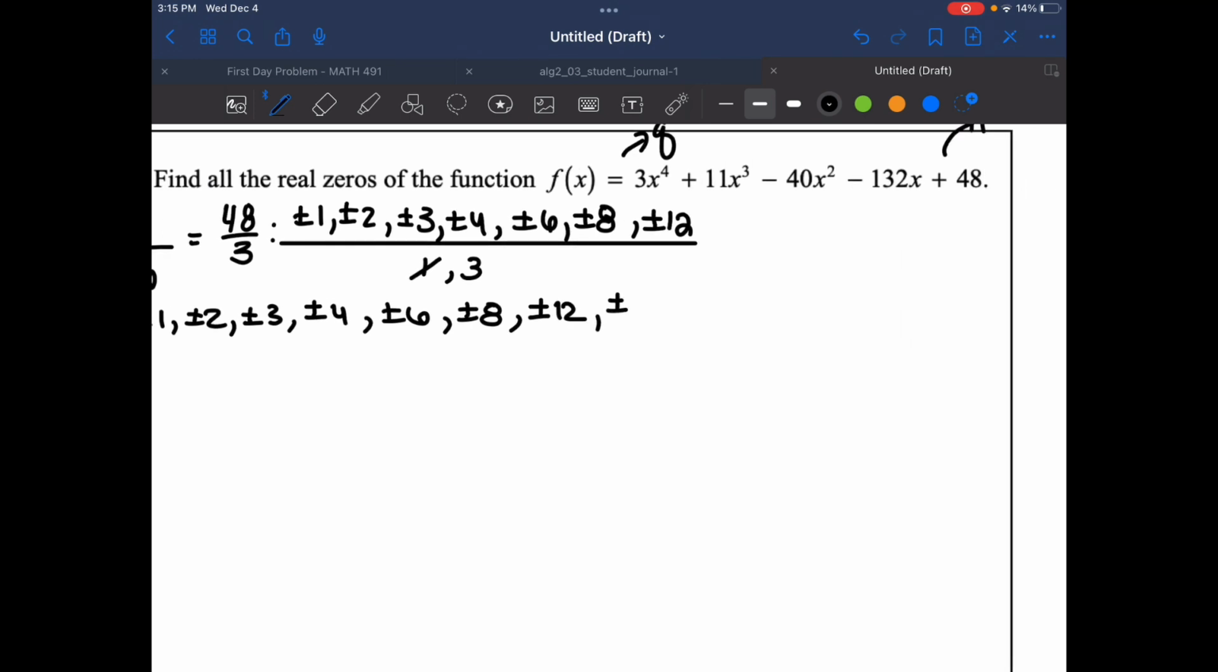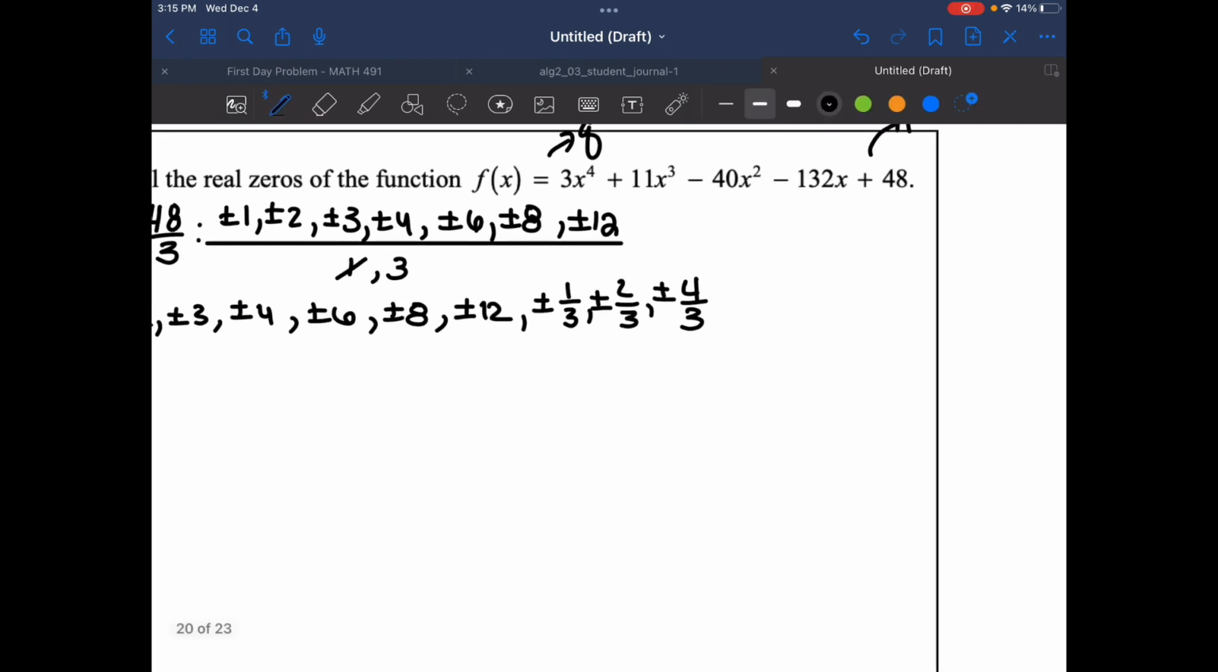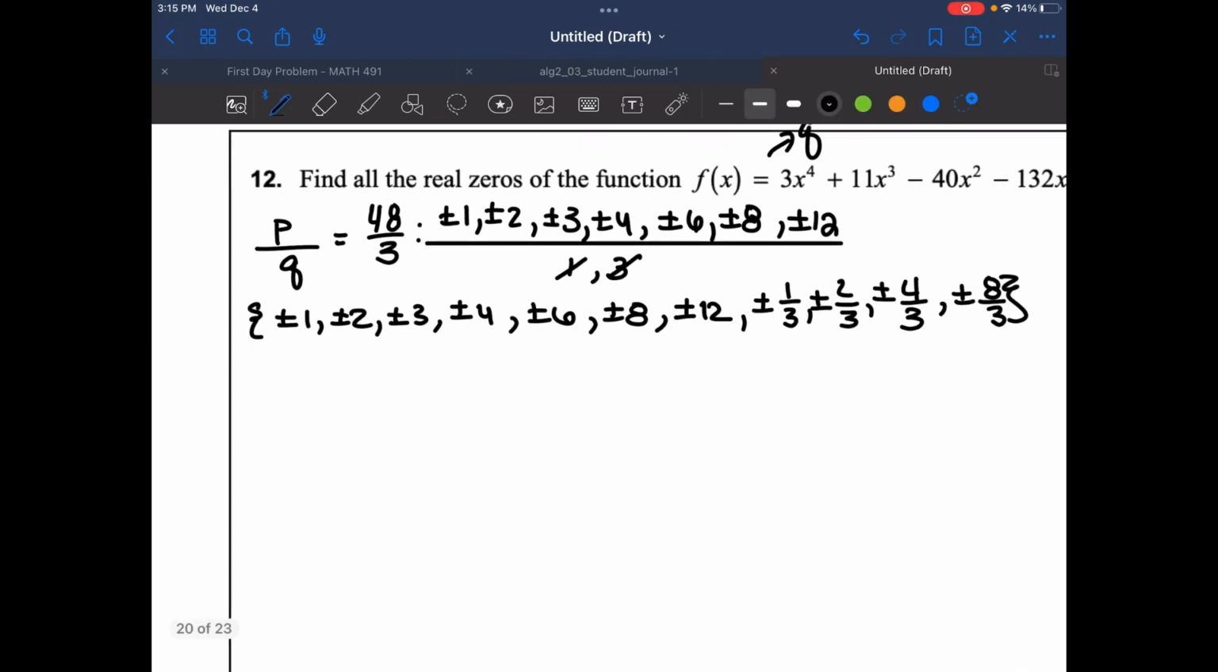Got rid of the 1, and now let's do the 3. Plus or minus 1/3, plus or minus 2/3, plus or minus 4/3. Notice I didn't include 3/3. That's because we've already included it here. 3/3 simplifies to 1, so I'm not going to include it. Then we've got plus or minus 8/3, plus or minus 12/3, which I don't need to include because that's just 4. And that's it. We are done with our 3's.